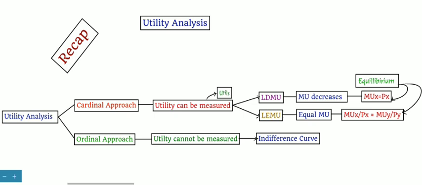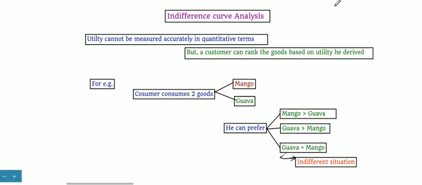And another approach is called the ordinal approach, where utility cannot be measured, rather it can be ranked, given by Hicks and Allen. That approach uses the indifference curve to explain the difference. See what indifference curve means. Utility cannot be measured accurately in quantitative terms, but a consumer can rank the goods based on the utility he derives, so that the indifference curve, or the ordinal approach, arises.